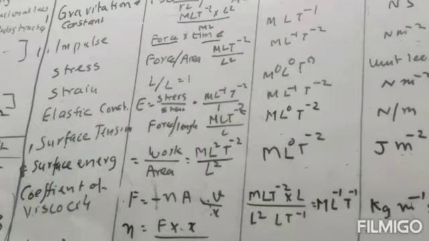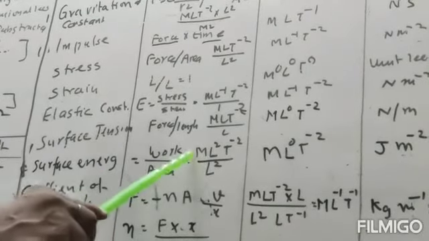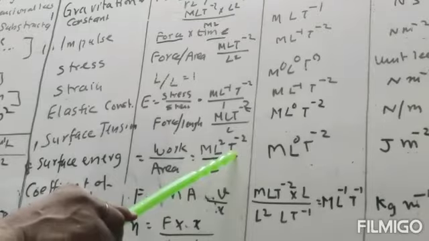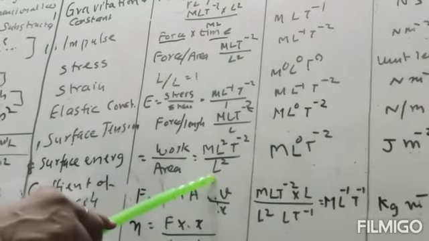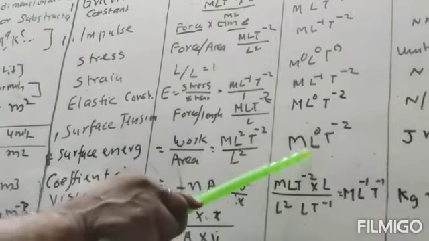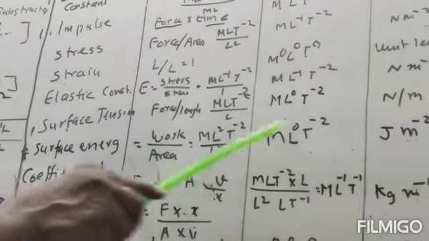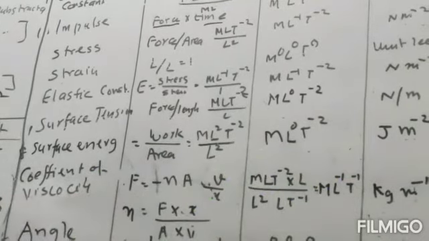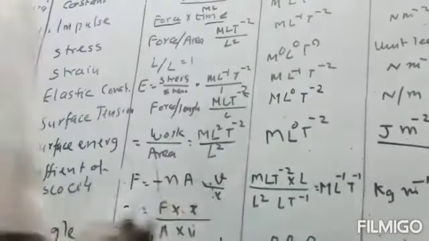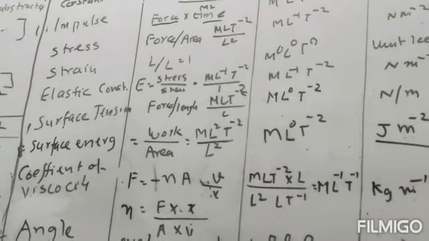Now surface energy. Surface energy is work per unit area. So work is ML^2 T^-2, we have derived it. Divided by area, which is L square. So L square will cancel. So it will be equal to ML^0 T^-2. And the unit will be, work is joule and area is meter square, so joule per meter square.